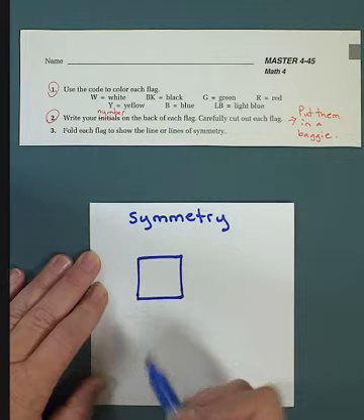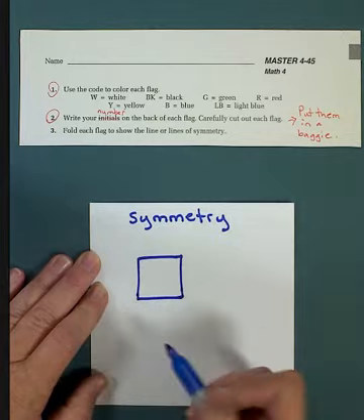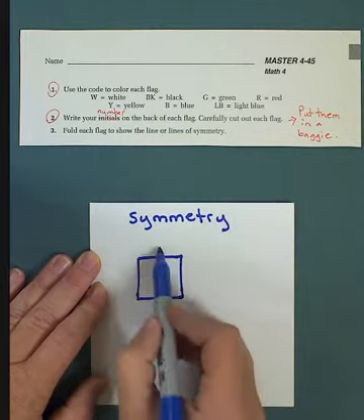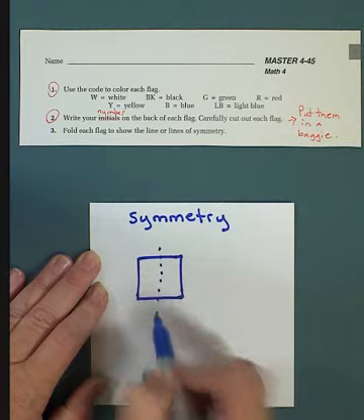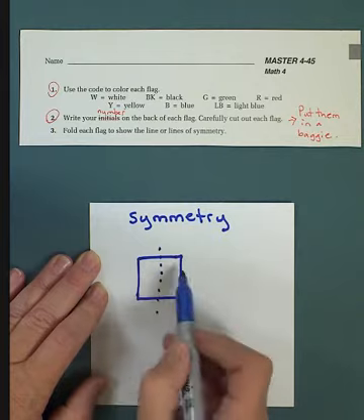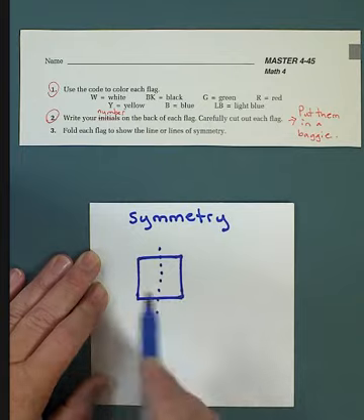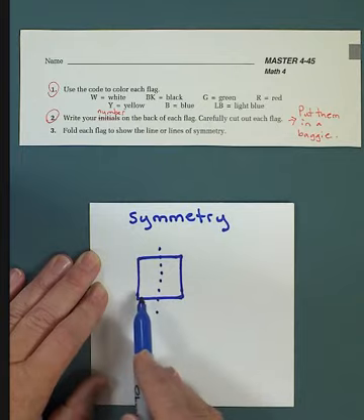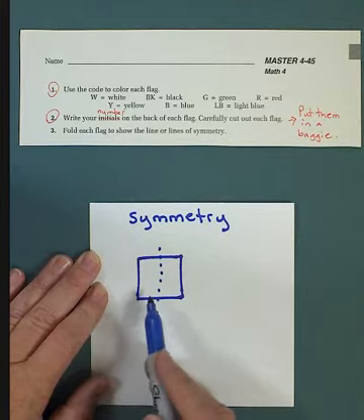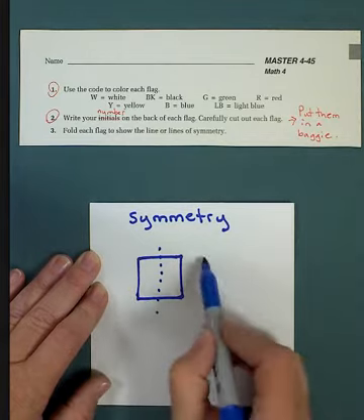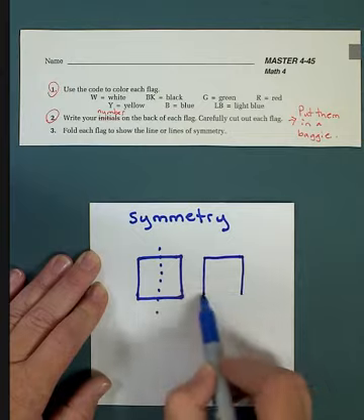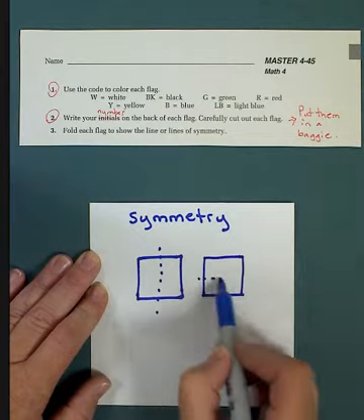Here, for example, is a square. A square has a vertical line of symmetry. If I folded the square along this dotted line, the right side of the shape would exactly cover up the left side of the shape. So a square has a vertical line of symmetry. Similarly, a square has a horizontal line of symmetry.